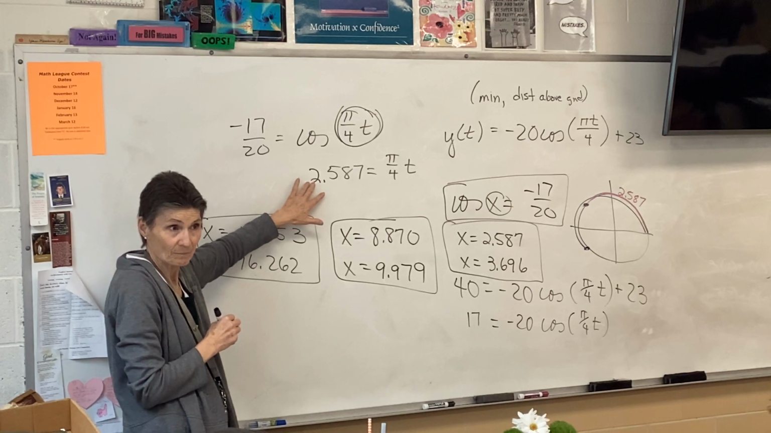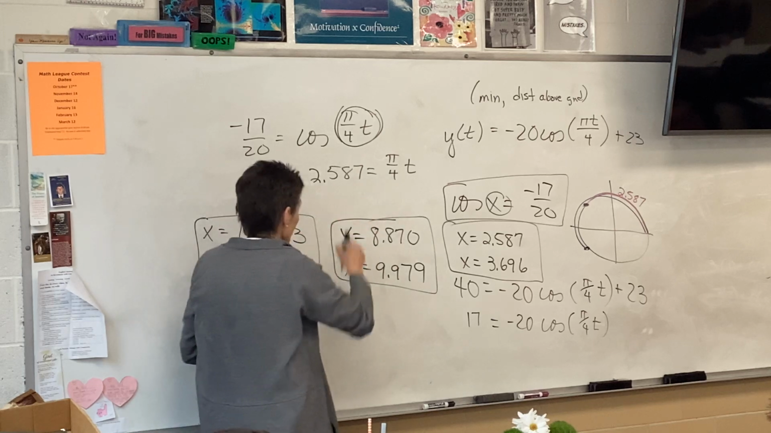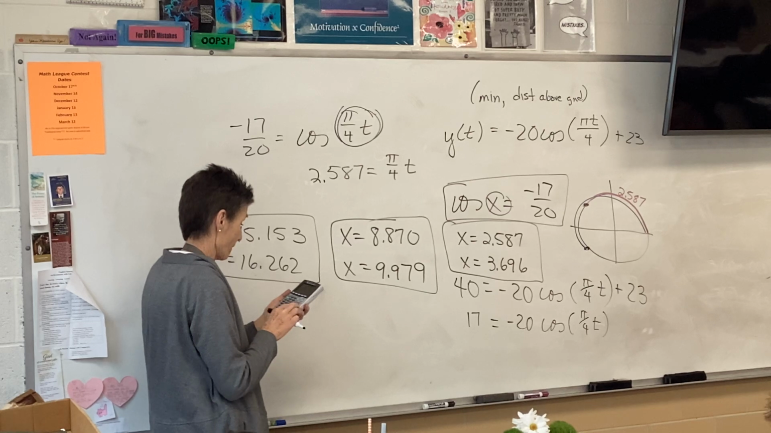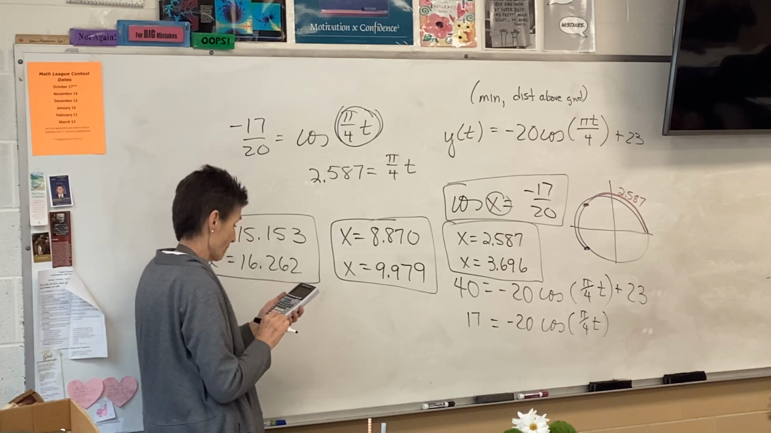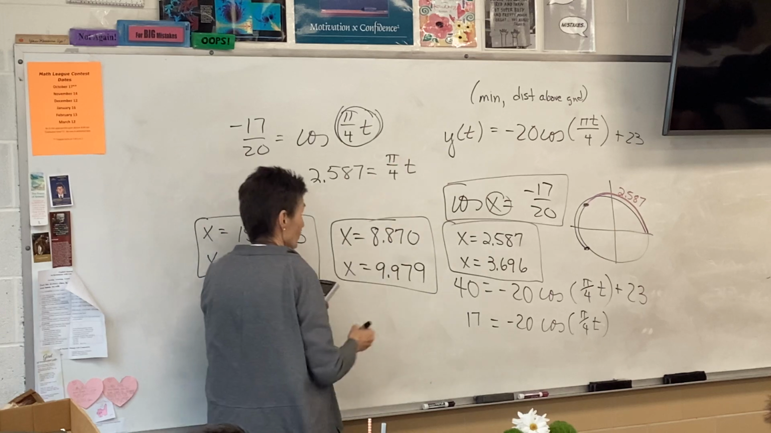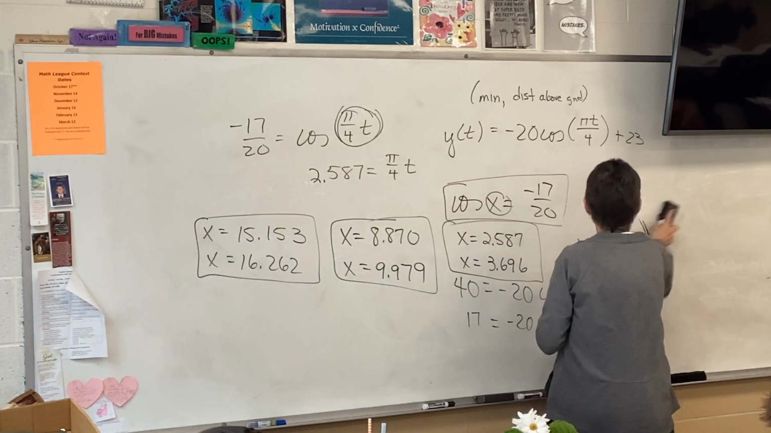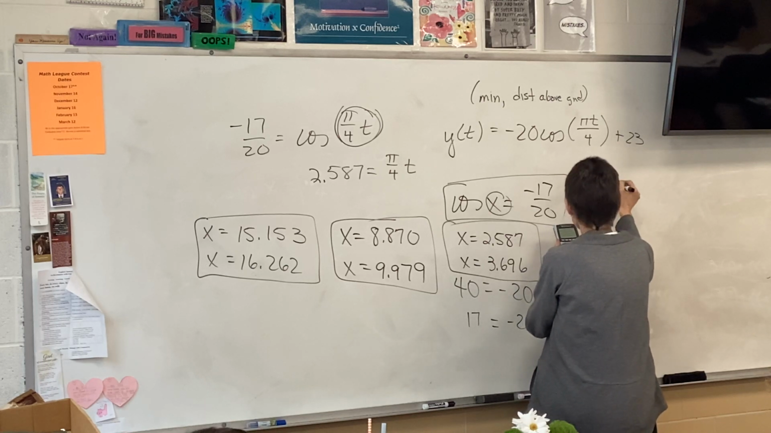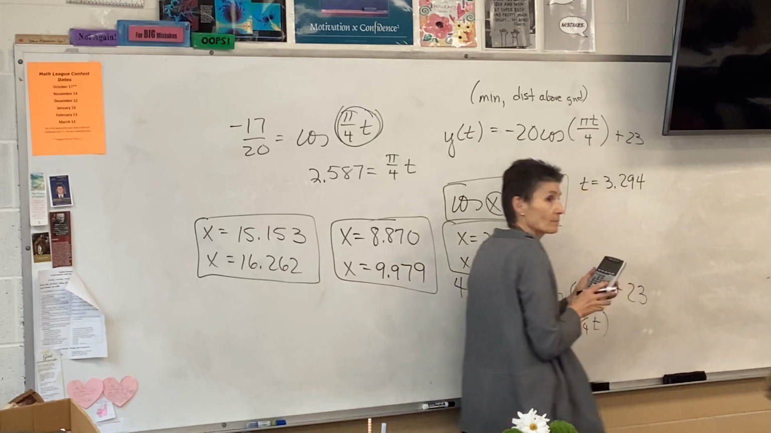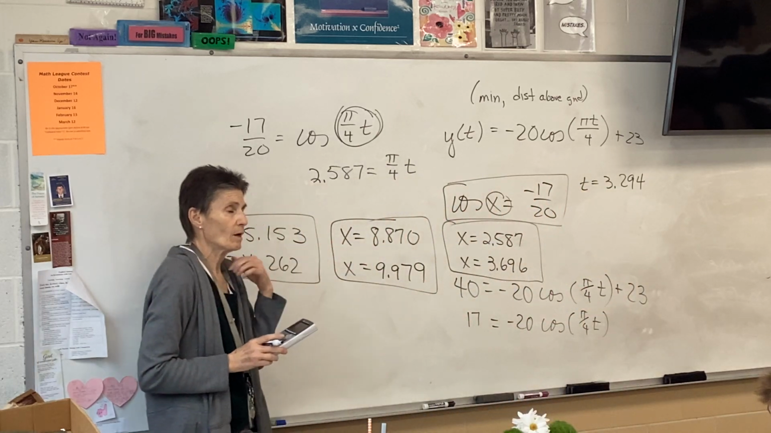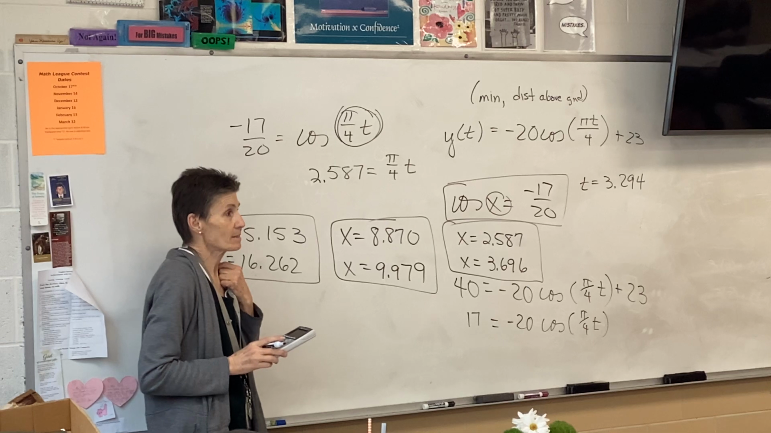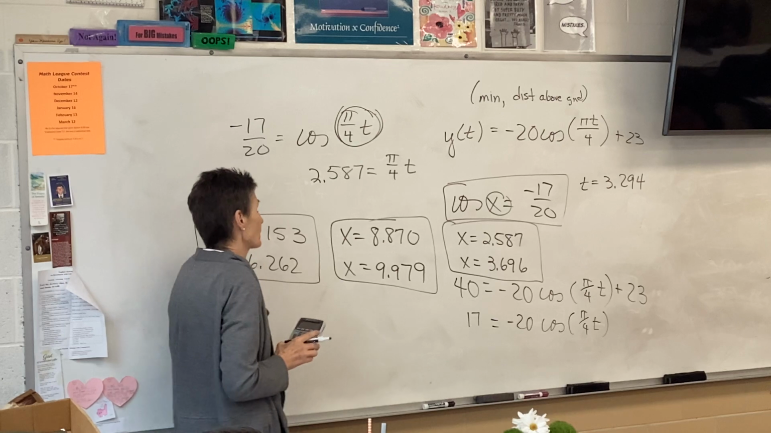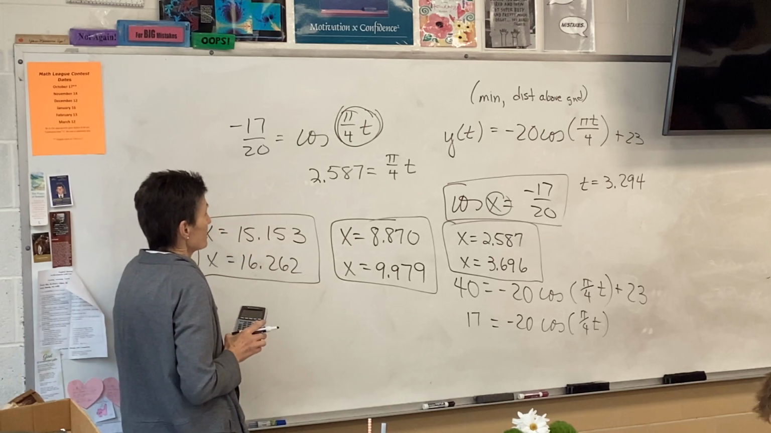Would you agree with me? Okay, so here we go. I'm going to times by 4 and divide by pi. And my first actual t value is 3.294. And what would be the unit on that? Minutes? Okay. All right. What's my next one?